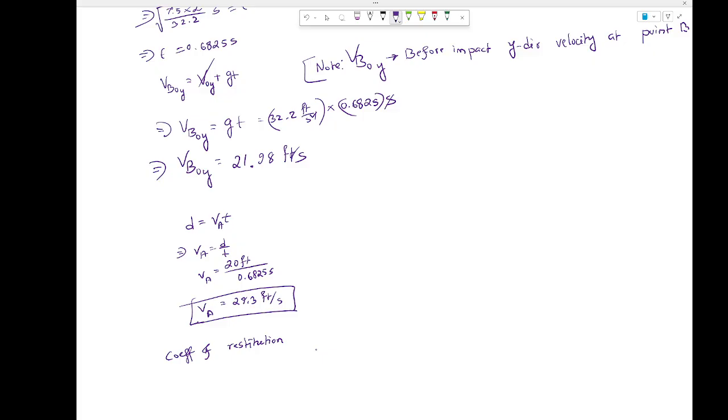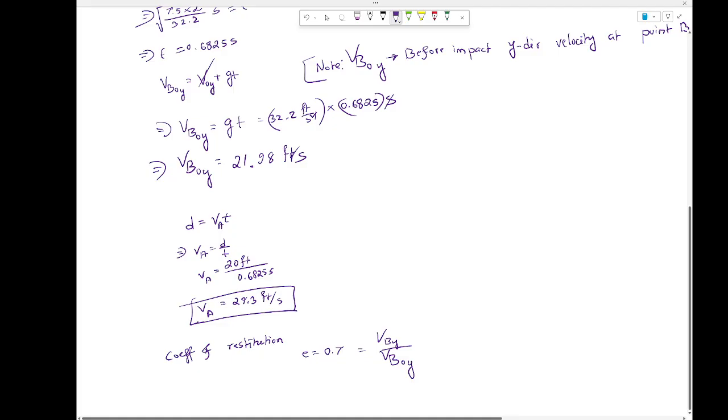And coefficient of restitution happens where? At point B. Remember that, right? So I'm going to say e equals 0.7, and this is equal to BVY divided by BV0Y. So this is the Y direction velocity that I'm taking only. Remember, in coefficient of restitution, we can either use the X direction velocity or the Y direction velocity. Everybody remember that?